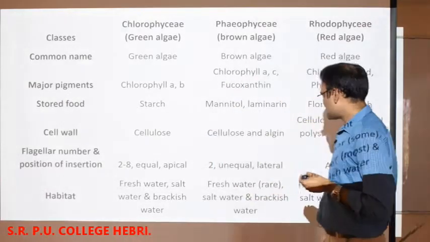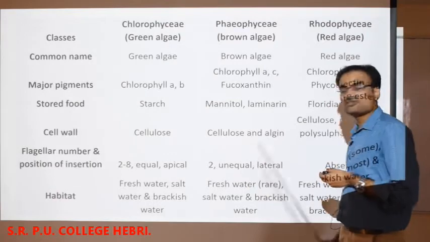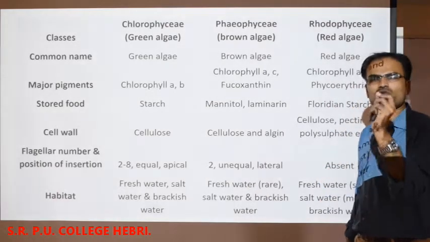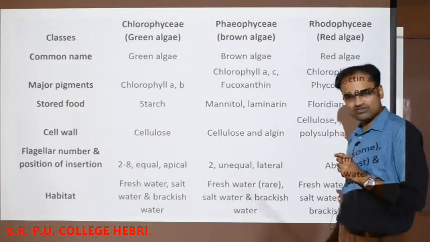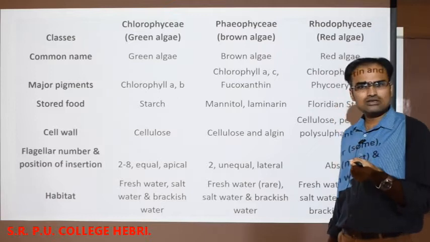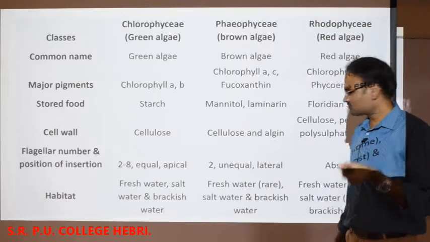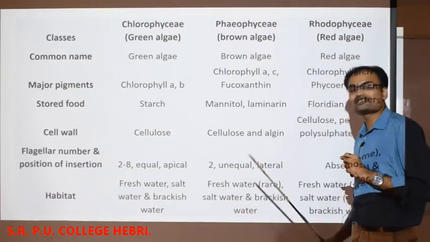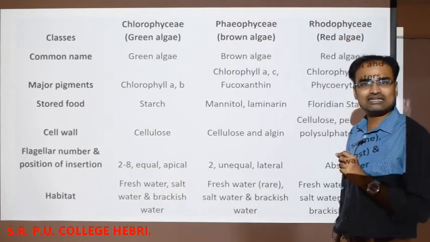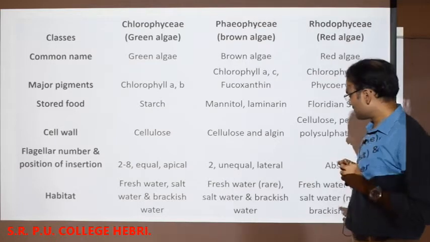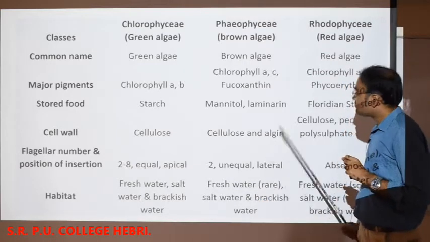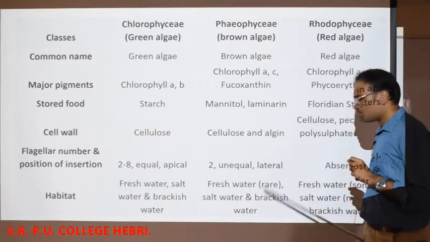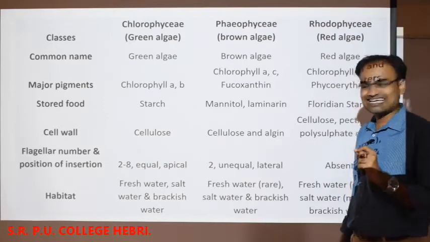In case of Phaeophyceae, they are rarely fresh water. That means only a few brown algae are found in fresh water like rivers and water streams. The majority of the Phaeophyceae are present in salt water. That means their habitat is marine. Some Phaeophyceae are present in brackish water also, in the stagnant water.